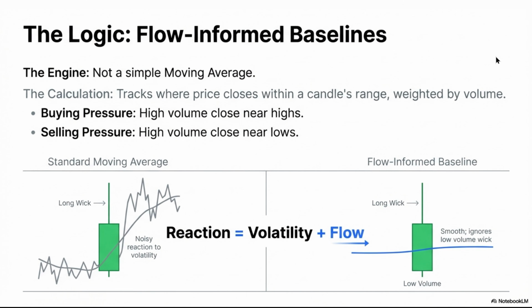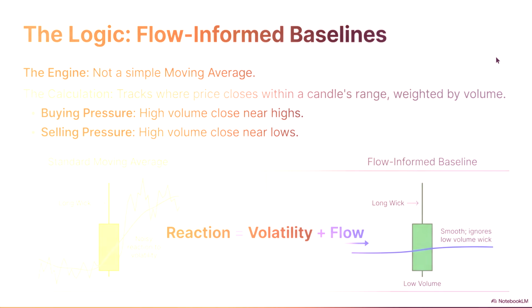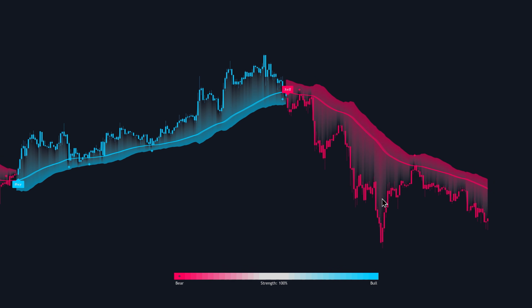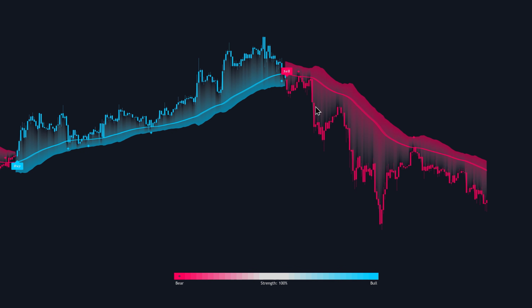Now the key part, the indicator doesn't treat all price movement as equal. It uses a money flow model that tracks where price closes within each candle's range and weighs it by volume. So if candles consistently close near their highs on strong volume, the system reads that as real buying pressure. If candles close near their lows on strong volume, it reads real selling pressure. Then it uses that flow strength to adjust sensitivity and bandwidth. That's why this tool feels smarter than a normal channel. It's not just reacting to volatility, it's reacting to volatility plus flow.